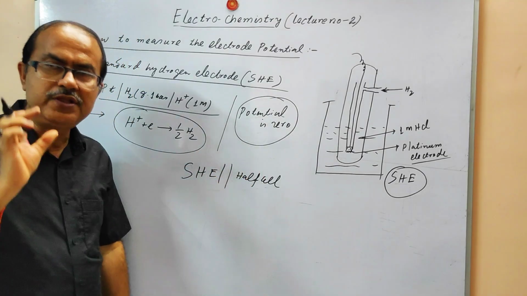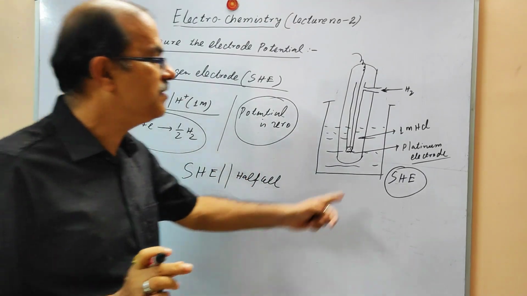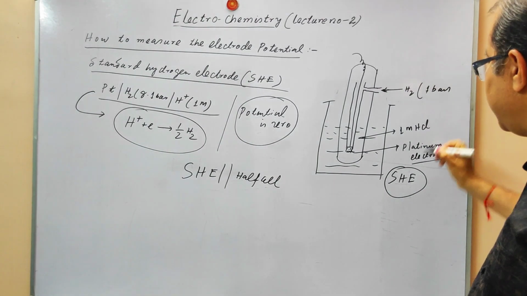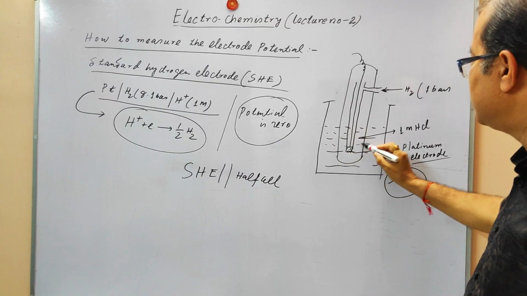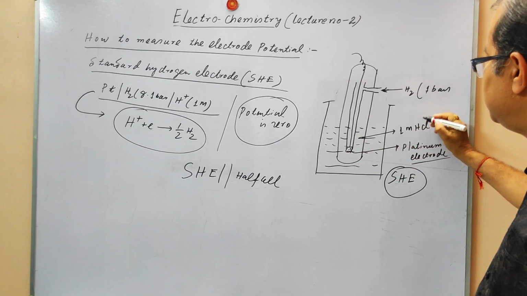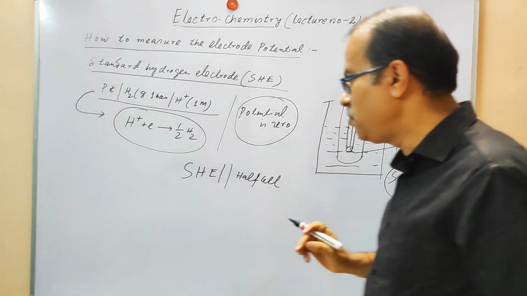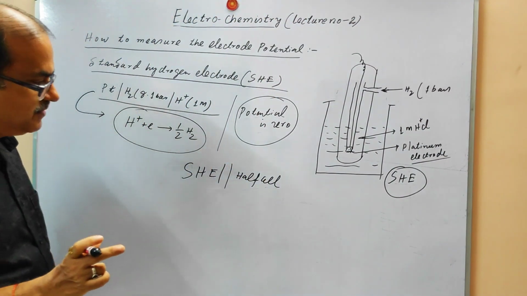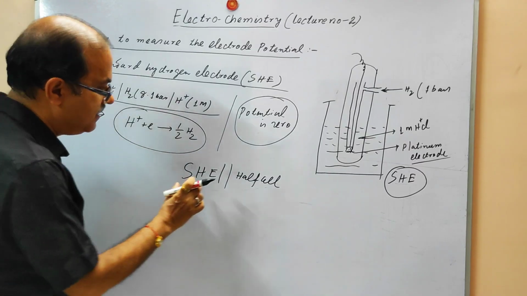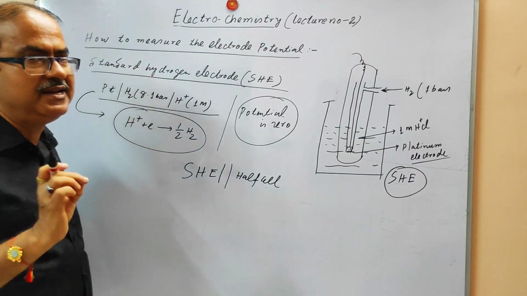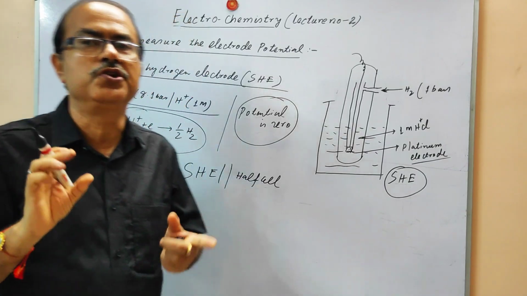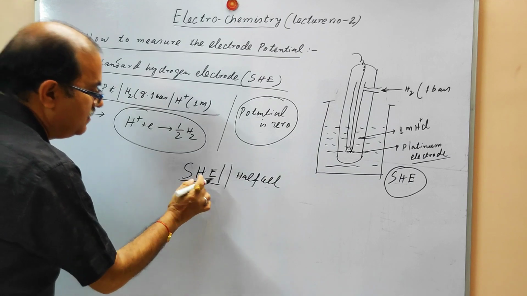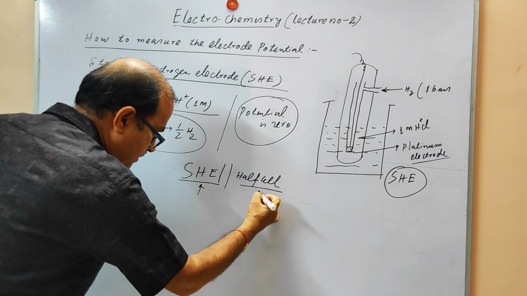we have to put all the species at standard conditions. You can see hydrogen is put at 1 bar pressure, and the concentration of the H plus ion from the HCl is 1 molar. When it is at the standard state and the half cell is also in its standard state, the potential of the cell itself is the electrode potential. The standard hydrogen electrode is put at the anode and the other half cell at the cathode.